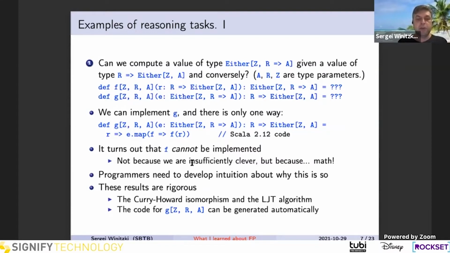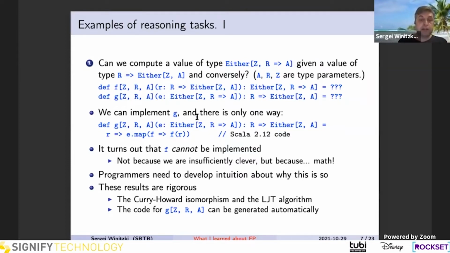And it is not because we are not clever enough, that we don't know some tricks of Scala or functional programming, that we're not able to implement f. It's because it's mathematically impossible to implement f. Now, this is quite amazing in some sense. How can it be that it's mathematically impossible to implement a function with a certain type signature? This doesn't happen in other programming paradigms. So programmers need to develop intuition about why this is so.